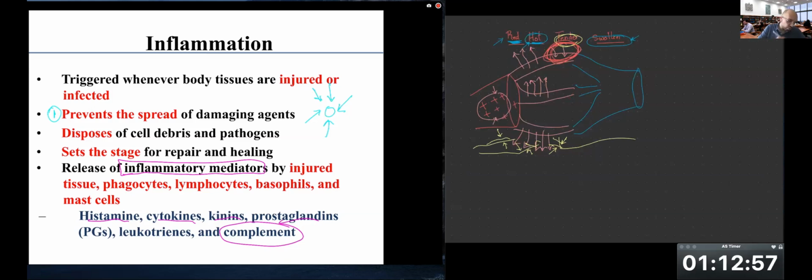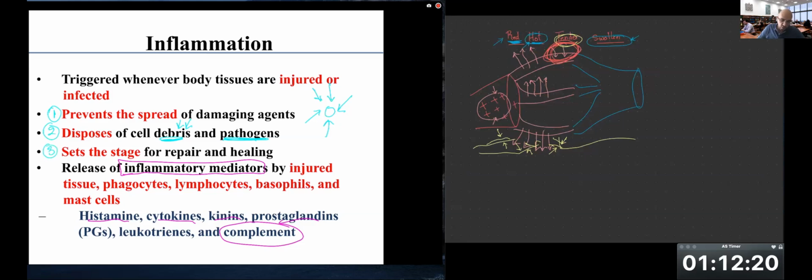Another thing that I will be disposing of here is the cell debris that results from the destruction of my cells due to the infection and the pathogen cells. So I need to clean all the dead cells, whether mine or of the pathogen. So getting a lot of fluid to wash out those cell debris.